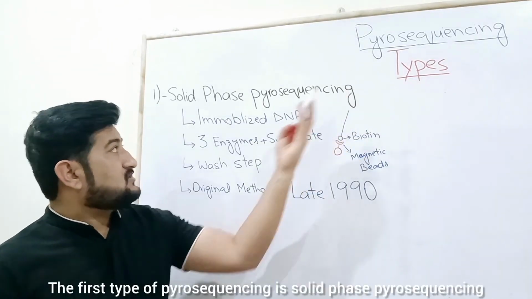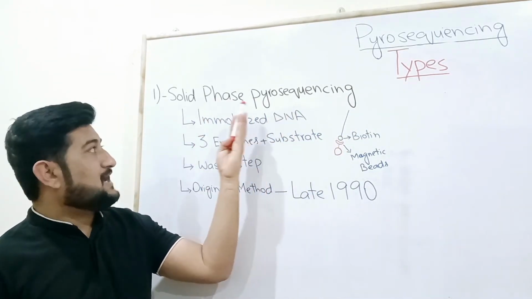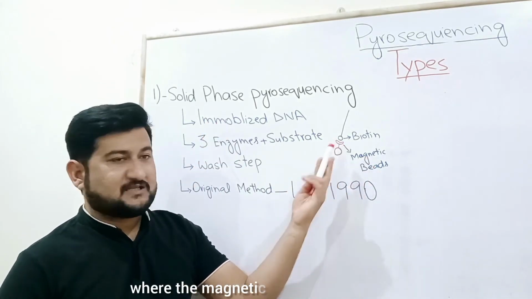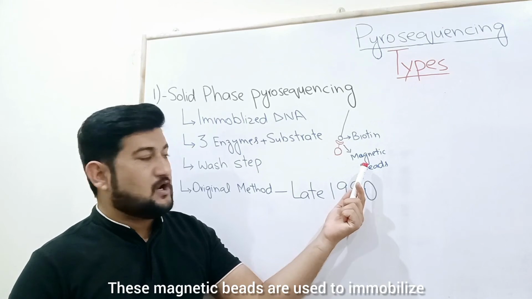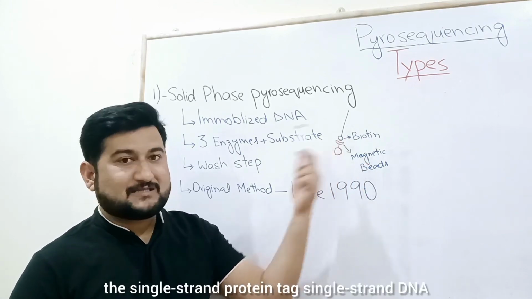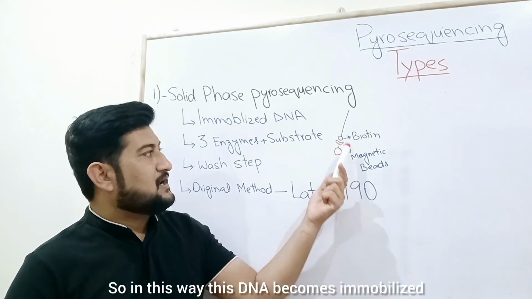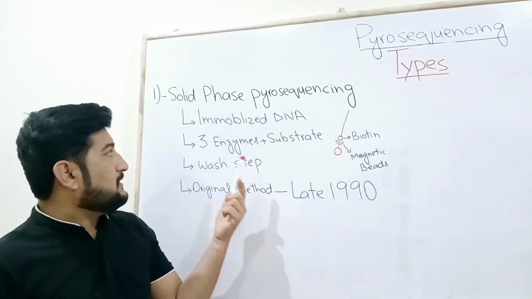The first type of pyrosequencing is solid phase pyrosequencing. As the name indicates, there is a solid surface where magnetic beads are attached. These magnetic beads are used to immobilize a single-strand DNA with a protein tag. This protein has affinity to bind with magnetic beads, so in this way this DNA becomes immobilized.